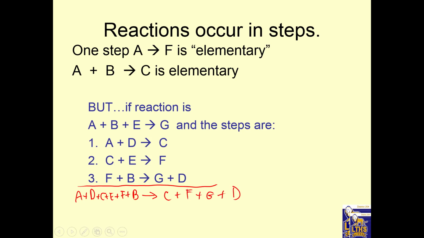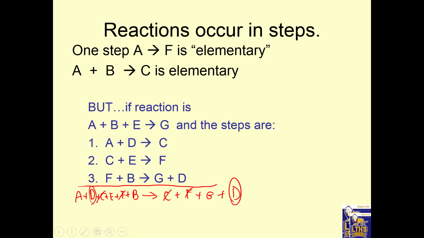Now let's see what we have on both sides. Well, A is only on this side. D is there. I'm going to circle it because it's important. It's on both. C gets formed in the first step, but then gets used up in the second step. So that one's right there. E is only on this side. F gets formed in the second step, but used in the third step. Okay. B is only there once.